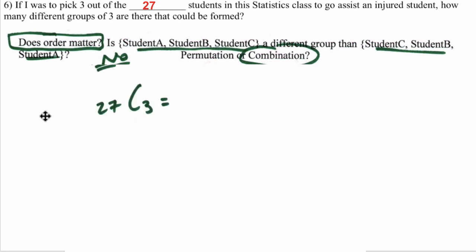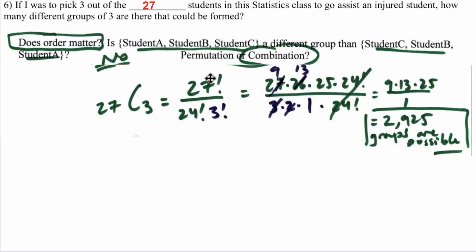Okay, so we would just say 27C3. From a group of 27, I'm picking 3. Order does not matter. Again, the formula is 27 factorial over 27 minus 3 factorial, 24 factorial. And then you add that extra 3 factorial, which is your overcount factor. Again, you can actually write it all out. The 24s cancel out. You'll have 27, 26, 25 over 3, 2, 1. You can punch that in your calculator.